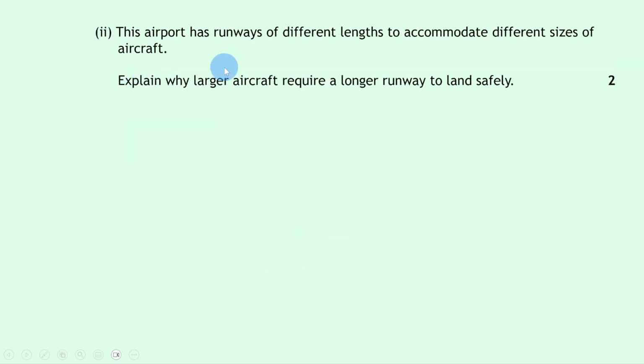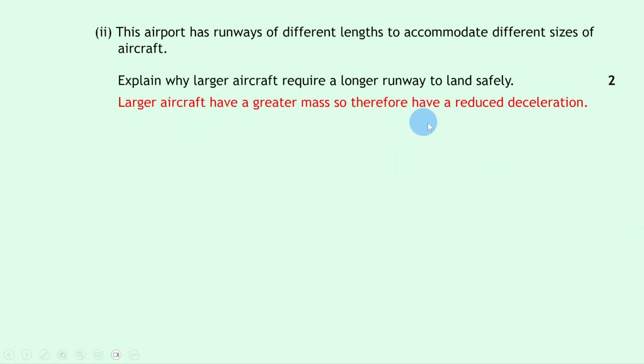Lastly, C part 2 says this airport has runways of different lengths to accommodate different sizes of aircraft. Explain why larger aircraft require a longer runway to land safely, and there's 2 marks available here. Well, we could say that larger aircraft have a greater mass, so therefore have a reduced deceleration. In other words, because the mass is greater, they're going to have a greater momentum, so it's going to be harder to stop them from moving. So a longer runway would accommodate that.